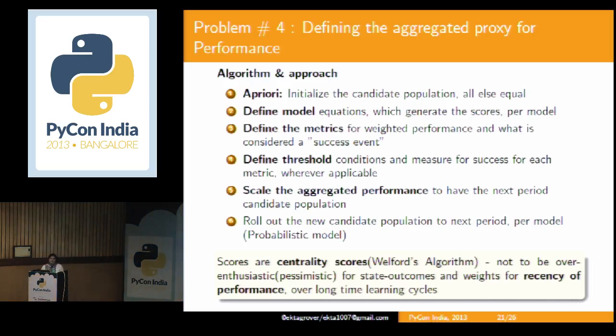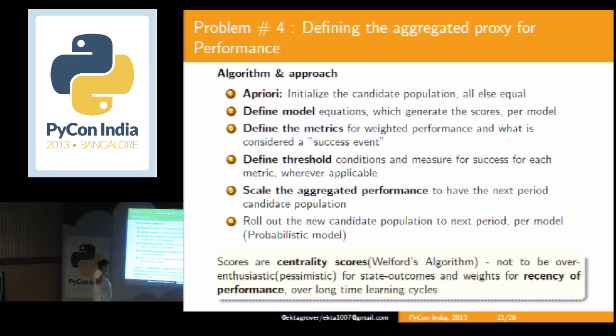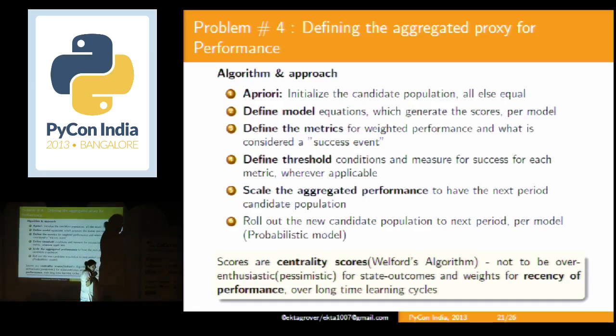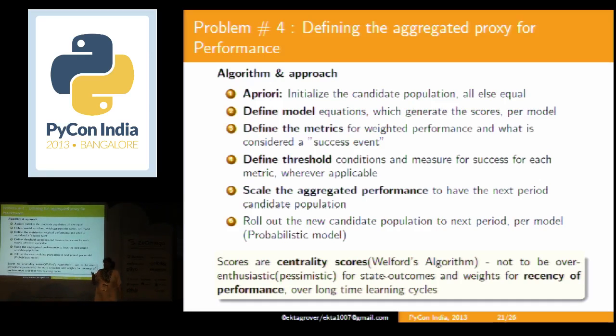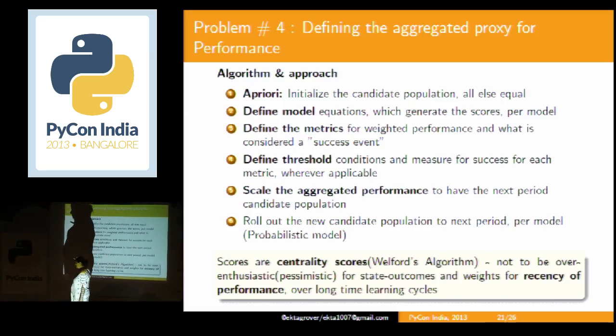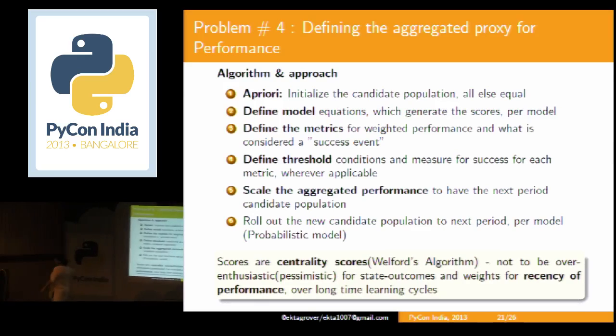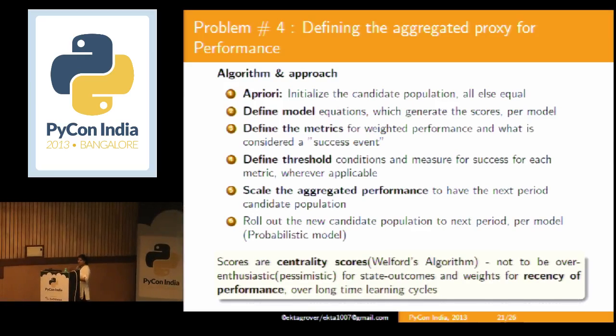Then you just define the metrics that we had, or new ones that you might possibly want to have, and the threshold conditions. Now, a couple of words about threshold conditions and a success event. We said that we are looking at precision and recall, so that depends on how you define what is a false positive or a false negative event. Defining that from your initial data set becomes key to this algorithm.